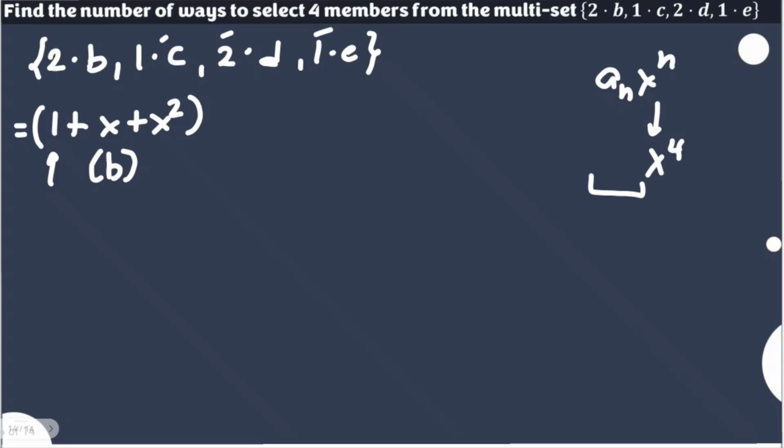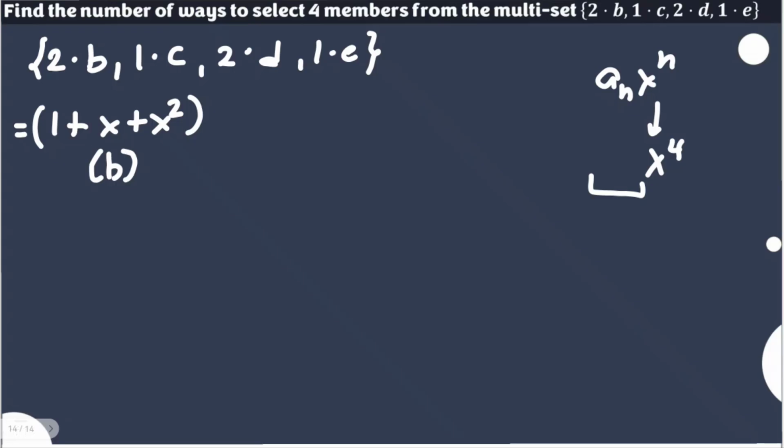Then what about x? This stands for selecting b once. Say, for example, one of the b's is selected here, 1 c and 2 d's, that comprises 4. So one of the b's is selected. And what if this is what happens? This means that both of those b's, identical b's, are selected in the 4 members. That is why this is the good and the correct form for the generating function for the b alone.